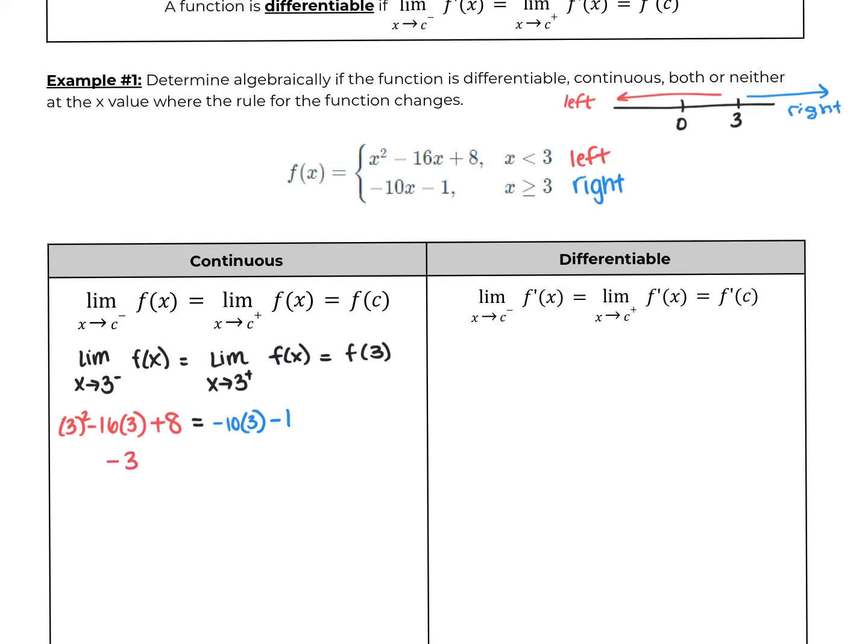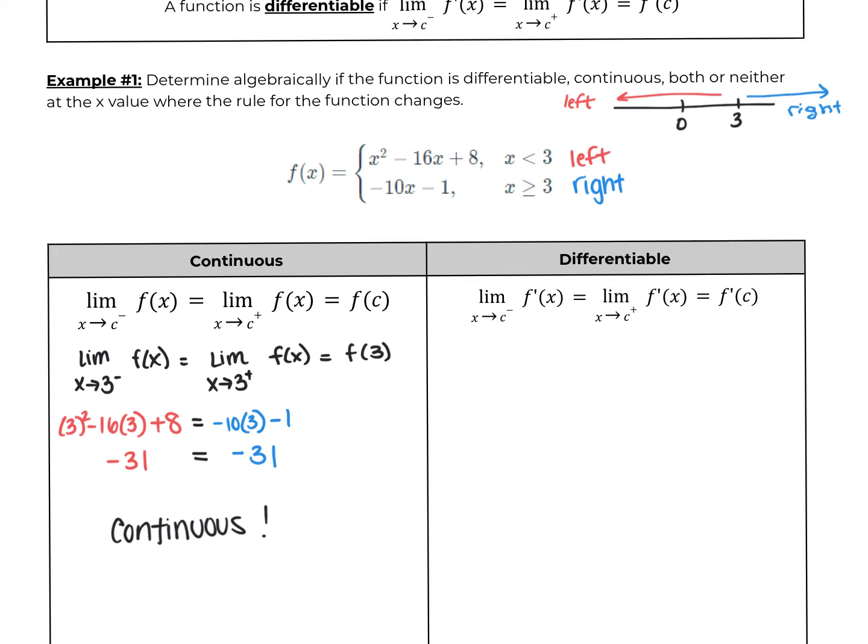Okay, so I got negative 31 on the left side, and I also got negative 31 on the right side. So since the limit from the left is equal to the limit from the right, which inherently will be equal to f of 3, that means the function is continuous. So we can go ahead and label continuous for the left side.